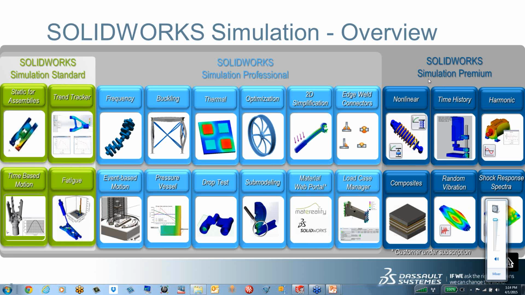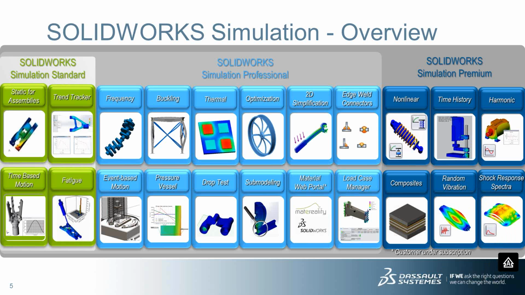Then our highest level simulation package is called Simulation Premium, and this is where you take a deep dive into doing some very complex physics, but again with the ease and intuitive workflow of SolidWorks and SolidWorks Simulation. So you can do things like nonlinear analysis, dynamic analysis, which can be broken down into time history, harmonic, random vibrations, shock, and so on. And also we have composites with Simulation Premium. So this is a quick overview of what we do when it comes to structural simulation.